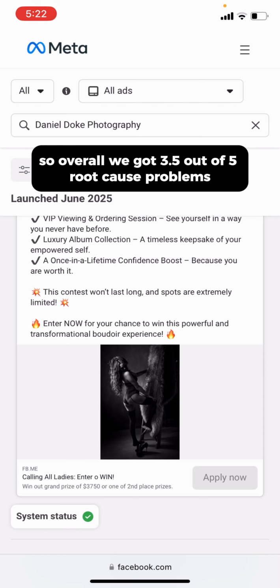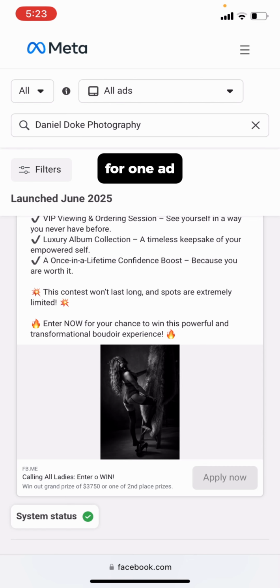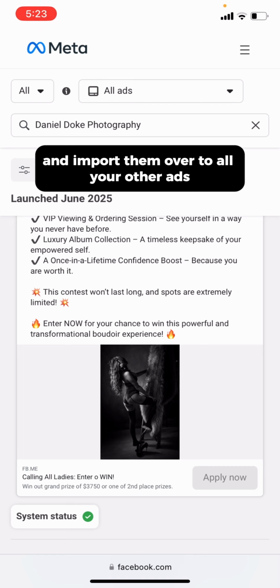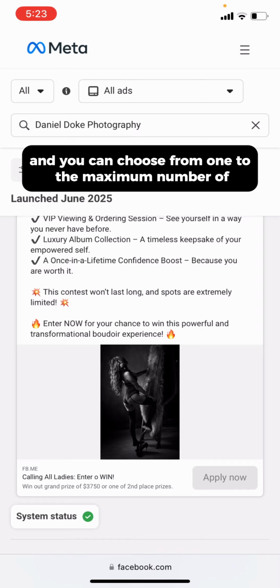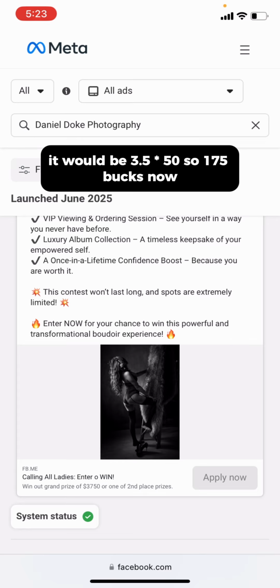So overall, we got 3.5 out of 5 root cause problems, and I charge $50 per root cause problem I fix for one ad. And yes, you can take the fixes I put on one ad and port them over to all your other ads and any ads you create in the future. And you can choose from 1 to the maximum number of root cause problems fixed. So if you did the maximum, it would be 3.5 times 50, so $175.